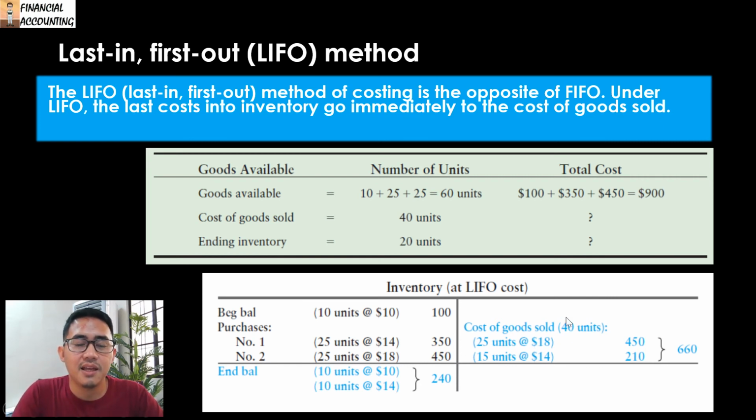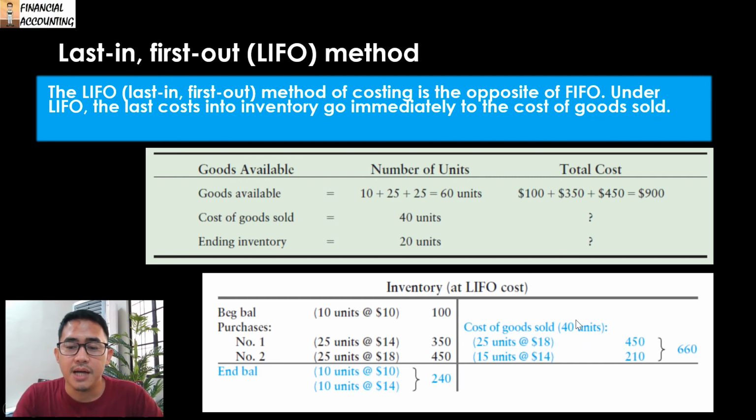So under last in, first out, or LIFO, the first item to be sold is the last item that has been purchased. The reason why this has been disallowed by the standard is because sometimes it's impossible for you to sell a unit or an item which has been purchased lately. So it's not that sound. But anyway, since we are discussing LIFO, we'll continue.